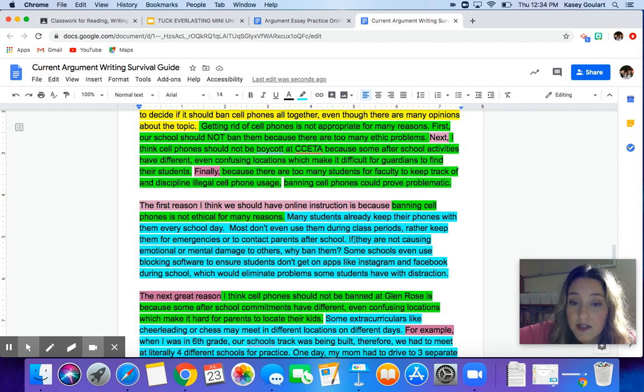Oh no, it's a switch sentence, meaning I've put the clause before I flipped it. Some schools even use blocking software to ensure students don't get on apps like Instagram and Facebook during school, which would eliminate problems some students have with distractions. I'm not going to do it yet because this is our last section, but you notice a few problems already.